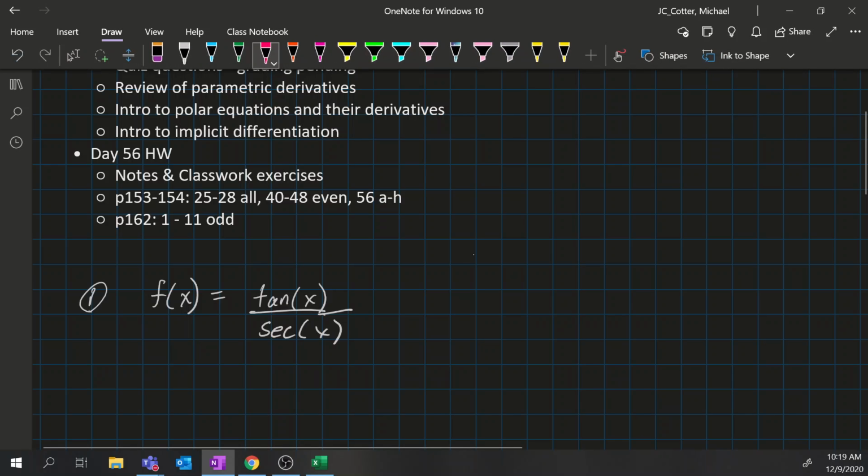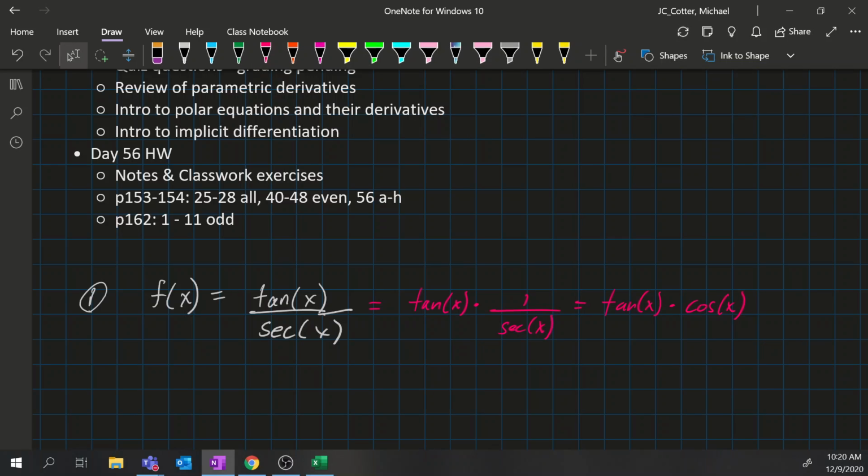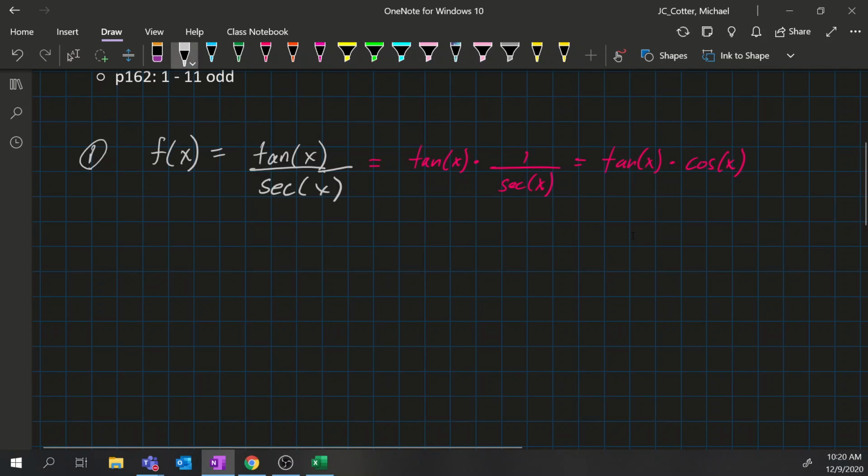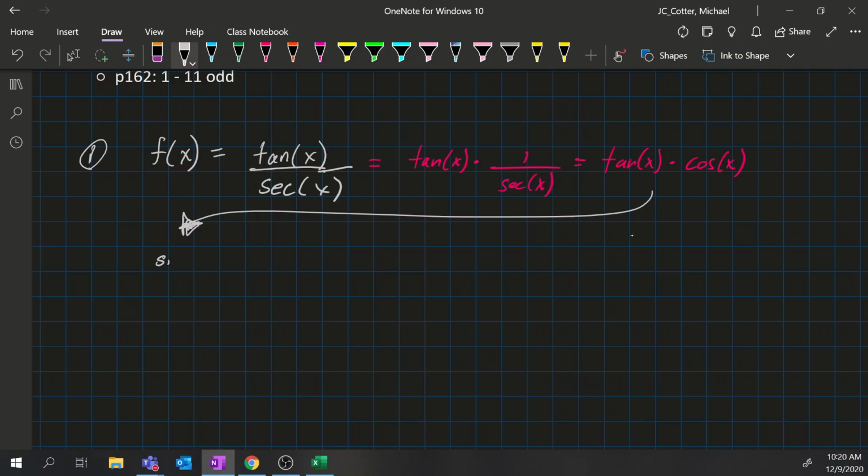So what I would do here for number one is I'm going to rewrite this as tangent times 1 over secant. Okay? And then I'm going to take the reciprocal of secant, which is cosine. And then I'm going to go to all sines and cosines, so sine x divided by cosine x times cosine x. And then the cosines cancel. And you just get sine x, and that's before you do any derivatives, right?